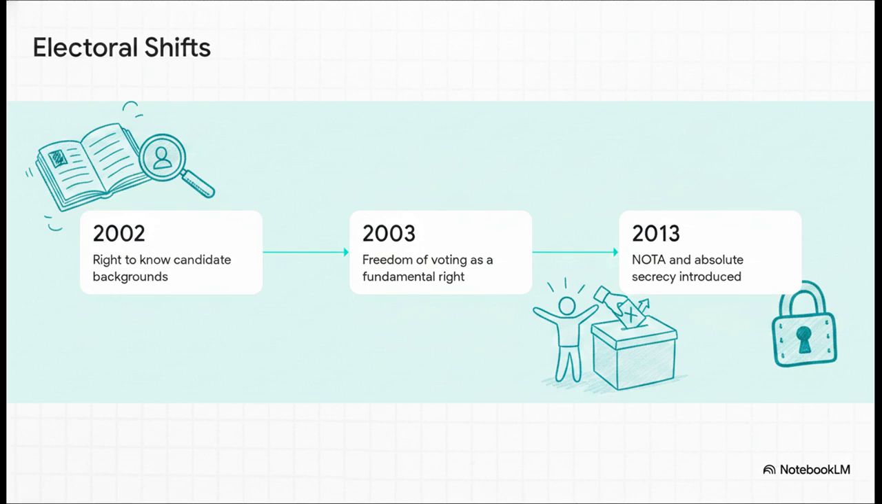A year later, in 2003, they drew a really critical distinction. They said, sure, the right to vote might be statutory, but the freedom of voting, making an informed choice, is a fundamental right. And then, jumping to 2013, the court extended absolute secrecy of the ballot, even to those who choose not to vote for any candidate, introducing NOTA.